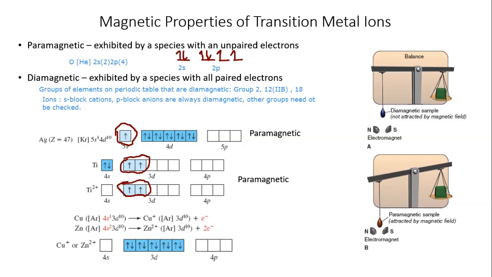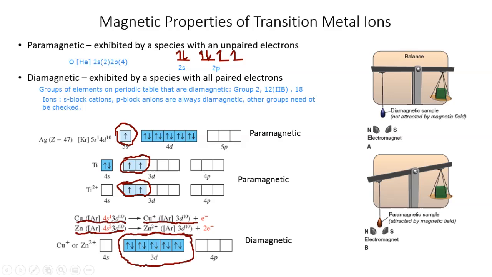Also, copper is paramagnetic, but copper plus is diamagnetic. Copper plus has no lone electrons. Zinc is diamagnetic, and zinc 2 plus is also diamagnetic because again they have no lone electrons. So copper plus and zinc 2 plus are both diamagnetic.